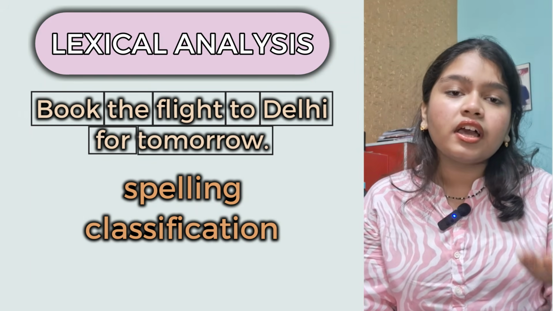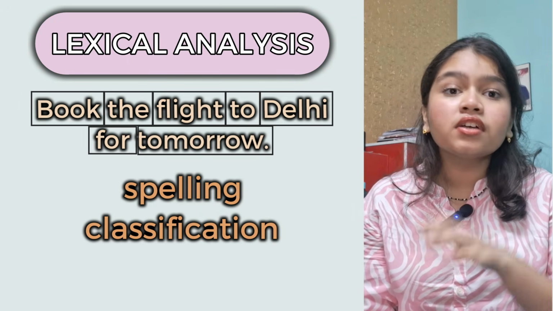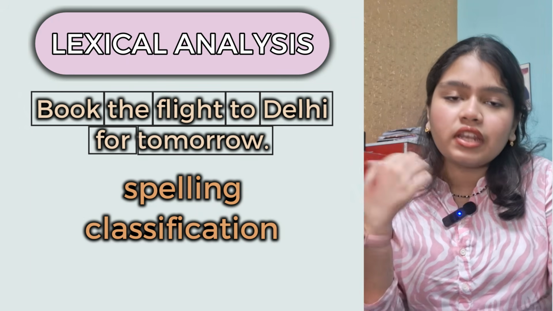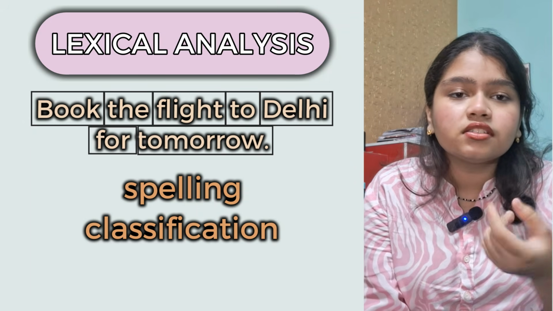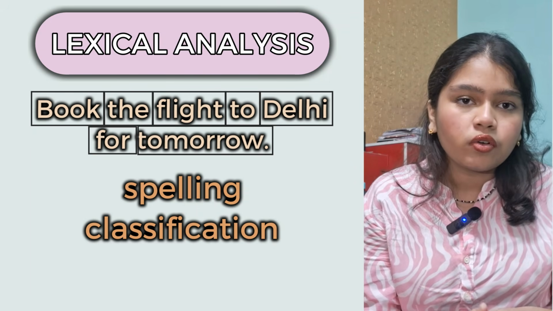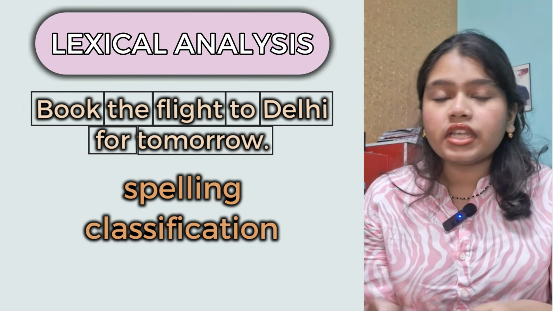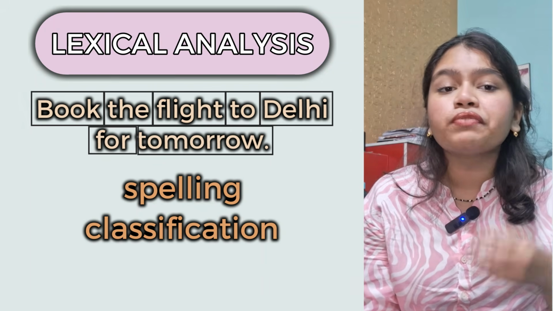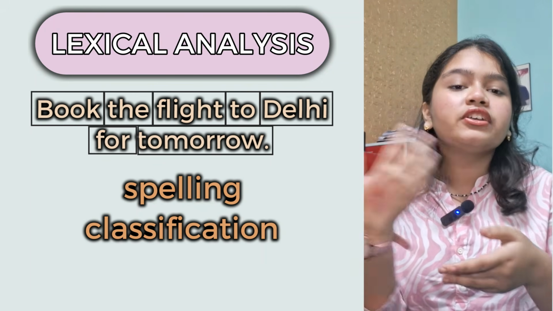Okay, it takes help of the lexicon. Because it is lexical analysis, it takes help of the lexicon, which we already studied. It's a vocabulary of words. Okay, if the text is in English, it will take help of the English lexicon to find out which word is a noun, verb, or adjective.